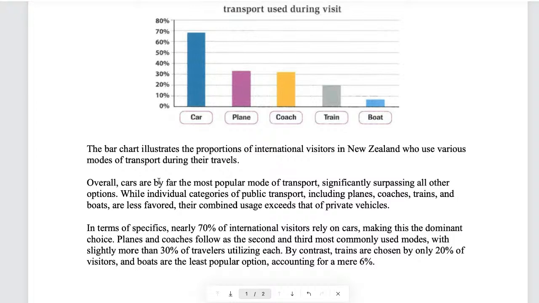The bar chart illustrates the proportion of international visitors in New Zealand who use various modes of transport. Finished? But I'm not done yet.